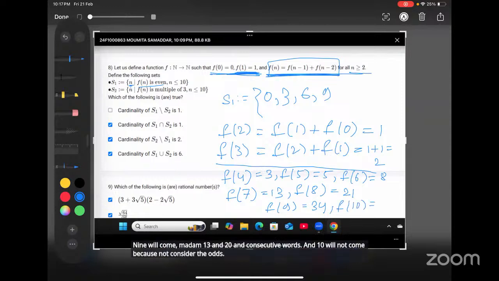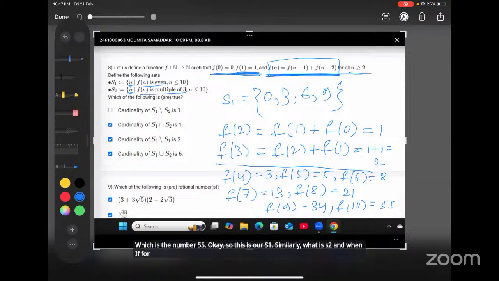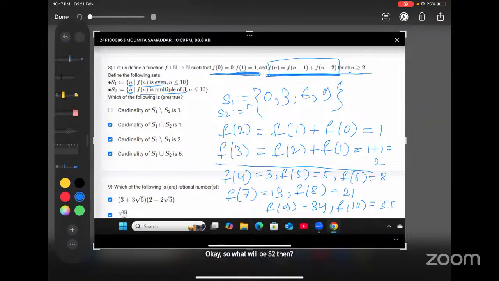F of 10 is what? 34 plus 21 is 55. So this is our S1. Similarly, what is S2? N, when f of n is a multiple of 3. So what will be S2 then? 0 we will take, right?